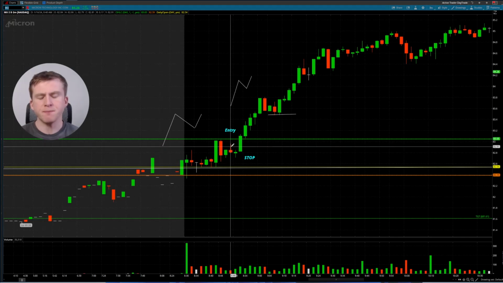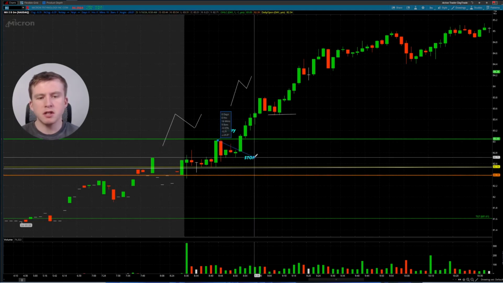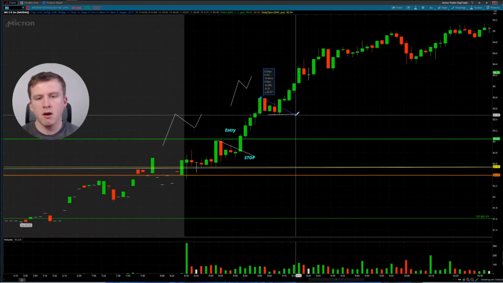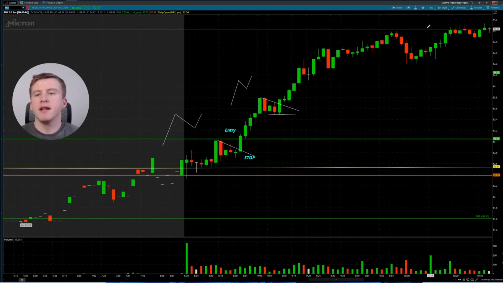And what you could do to help you identify those flags, if you see this move, you could just do something as simple as that. And you're entering on a break of this wedge right here, something like this, on a break of this wedge, just like this. Now, this is on the 2 minute.